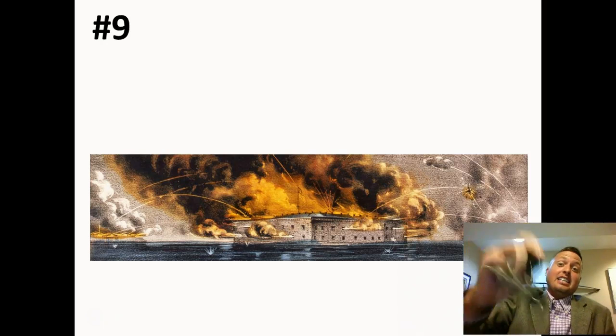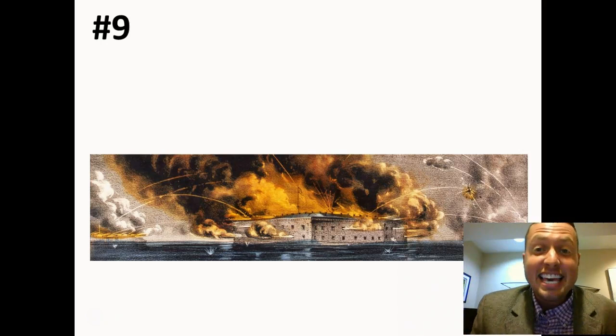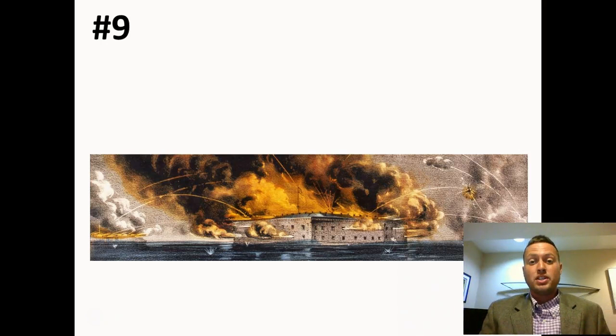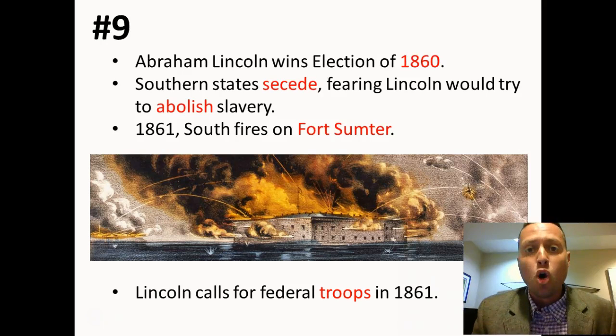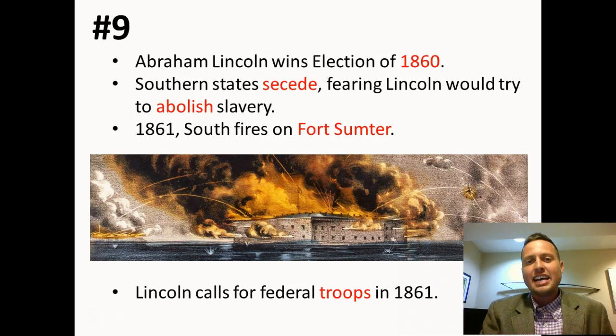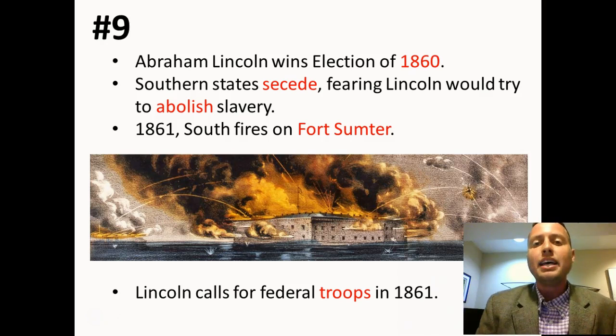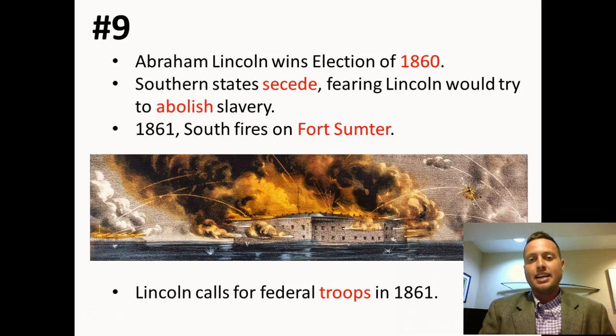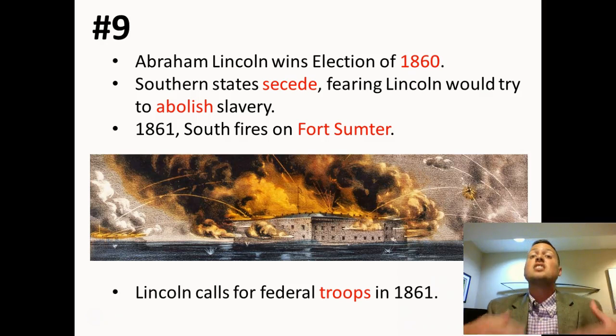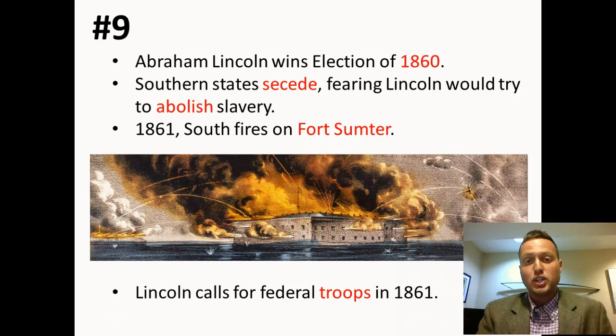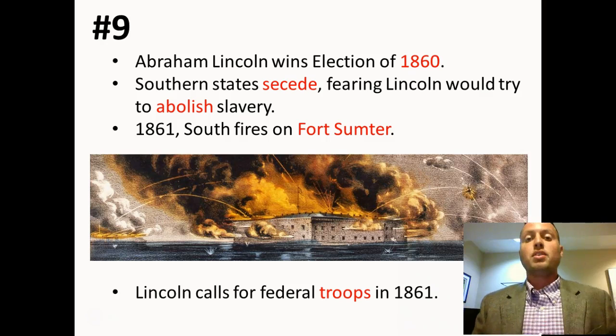This is a key Civil War sequence. You ready? Here we go, here we go, here we go. Boom! There it is. In 1860, a guy named Abraham Lincoln is elected President of the United States. The South hates this. The South fears that he's going to try to abolish slavery, so they secede. They do not succeed, they secede, which means they leave the Union, fearing Abraham Lincoln would try to abolish slavery.